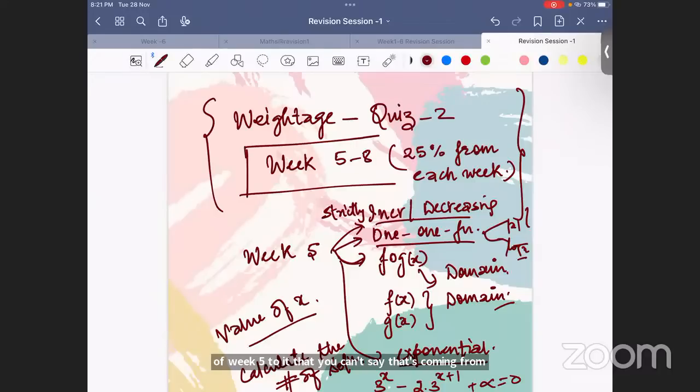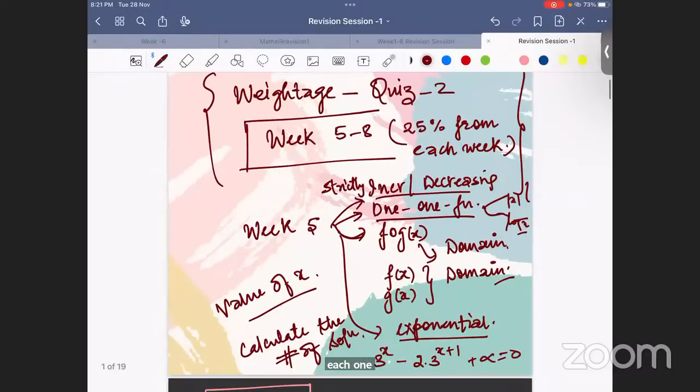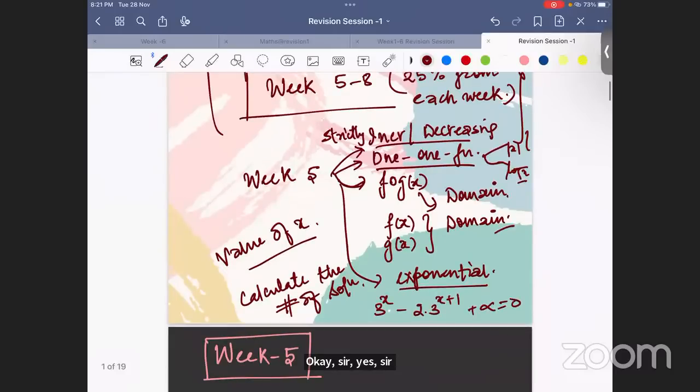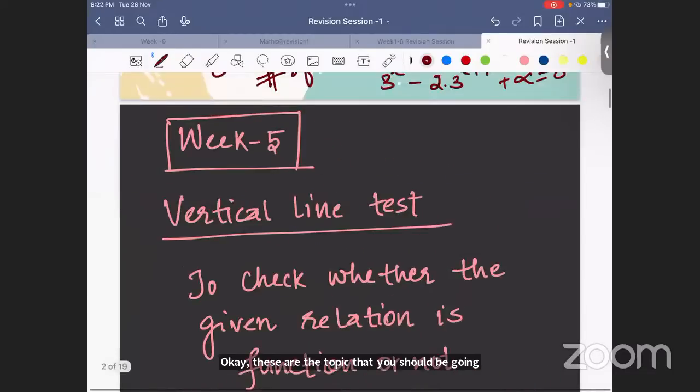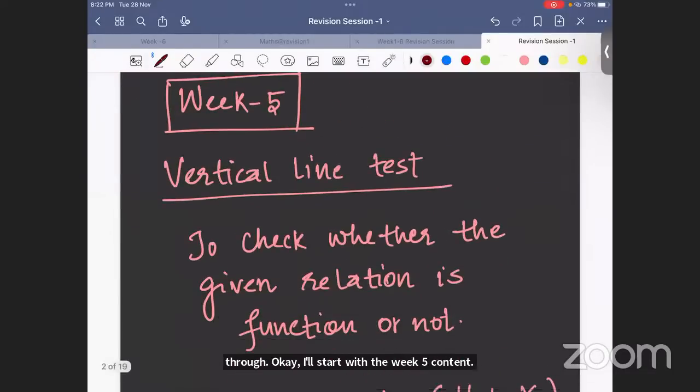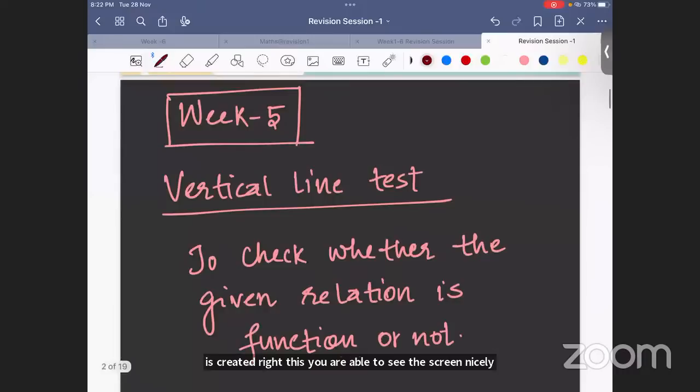Yes, sir. So this I was talking about week 5. I already told you the important things that you should be going through. These are the topics that you should be going through. I'll start with the week 5 content. This is clear, right? You're able to see the screen nicely. Yes, sir. So we'll start with week 5.